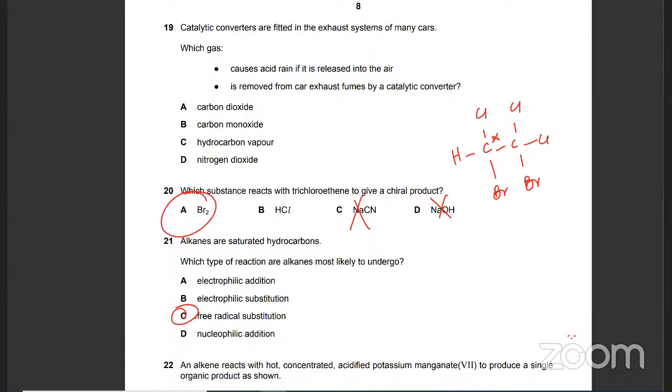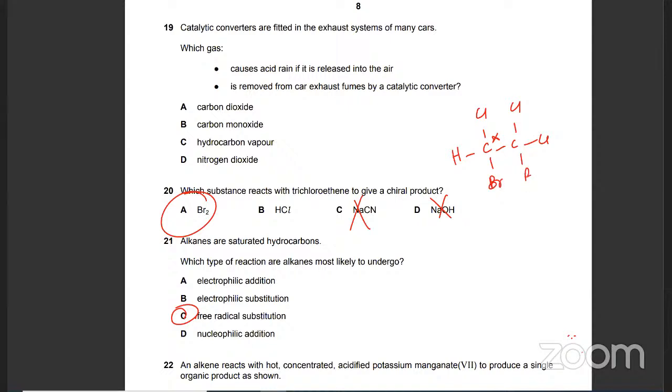So HCl will not make it chiral. HCl can also get added, but if you put HCl, it's not chiral. Even if you try the other way around, it's still not chiral. So Br2 is the only one that's going to make it chiral.